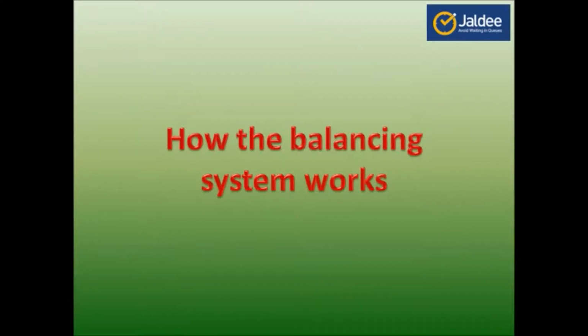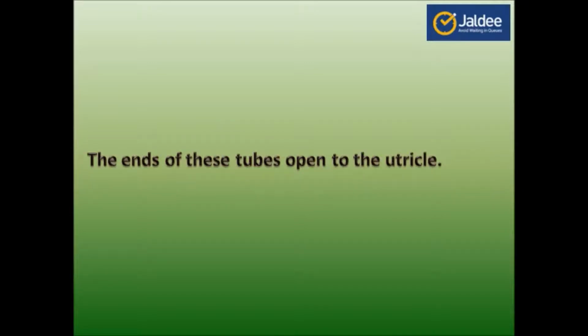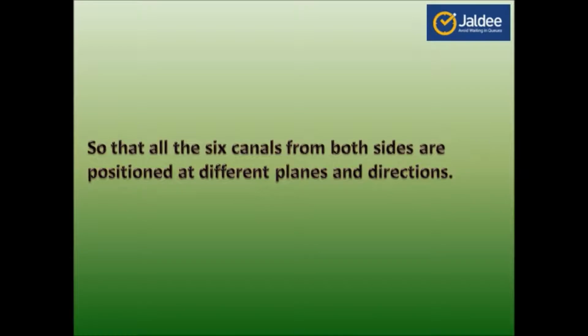How the balancing system works. The semicircular rings in the vestibular system are oriented perpendicular to each other. The ends of these tubes open to the utricle. On the other side of the head, the semicircular canals are positioned as mirror images, so that all the 6 canals from both sides are positioned at different planes and directions.